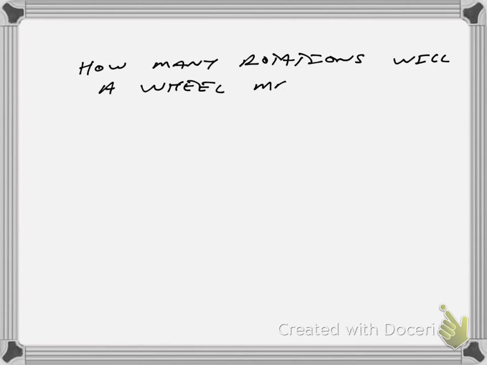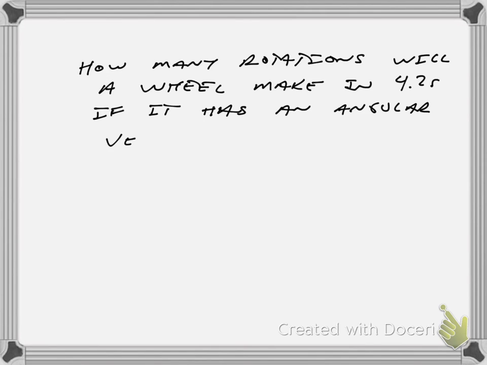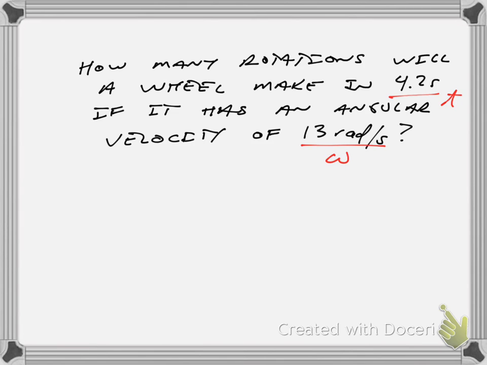If we ask the question, how many rotations will a wheel make in 4.2 seconds if it has an angular velocity of 13 radians per second, then we can ask ourselves what information has been given, and if we have an equation to relate the unknowns to the known, and then we can substitute. So identifying the given information, we have 13 radians per second is an angular velocity, and 4.2 seconds is a time, and I'm looking for rotations, which is an angular displacement.